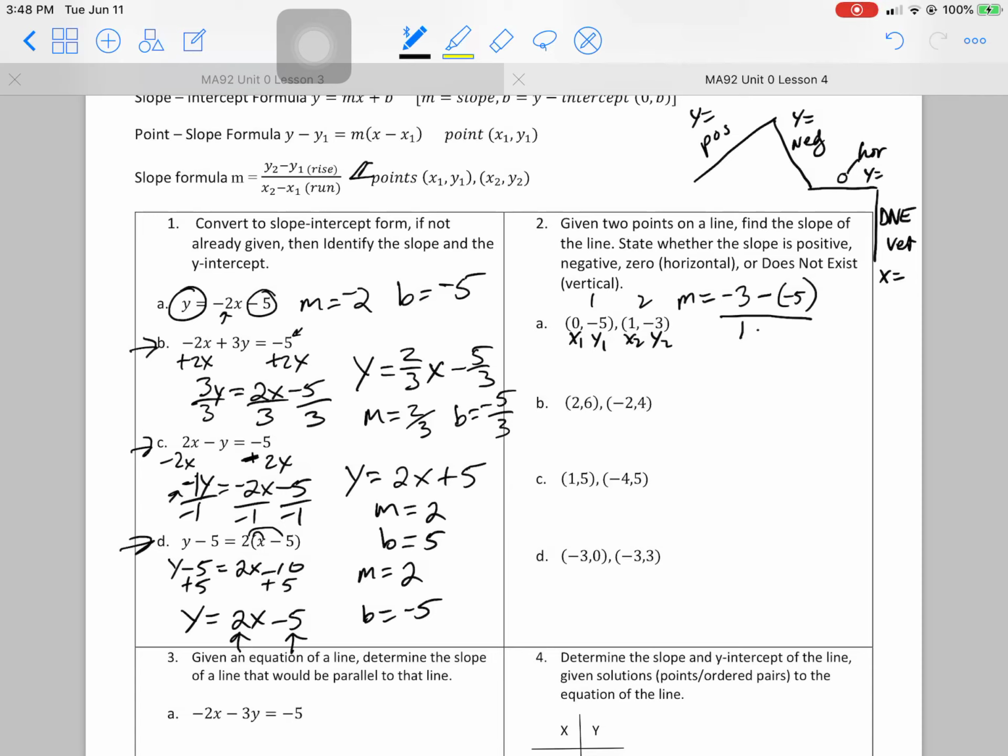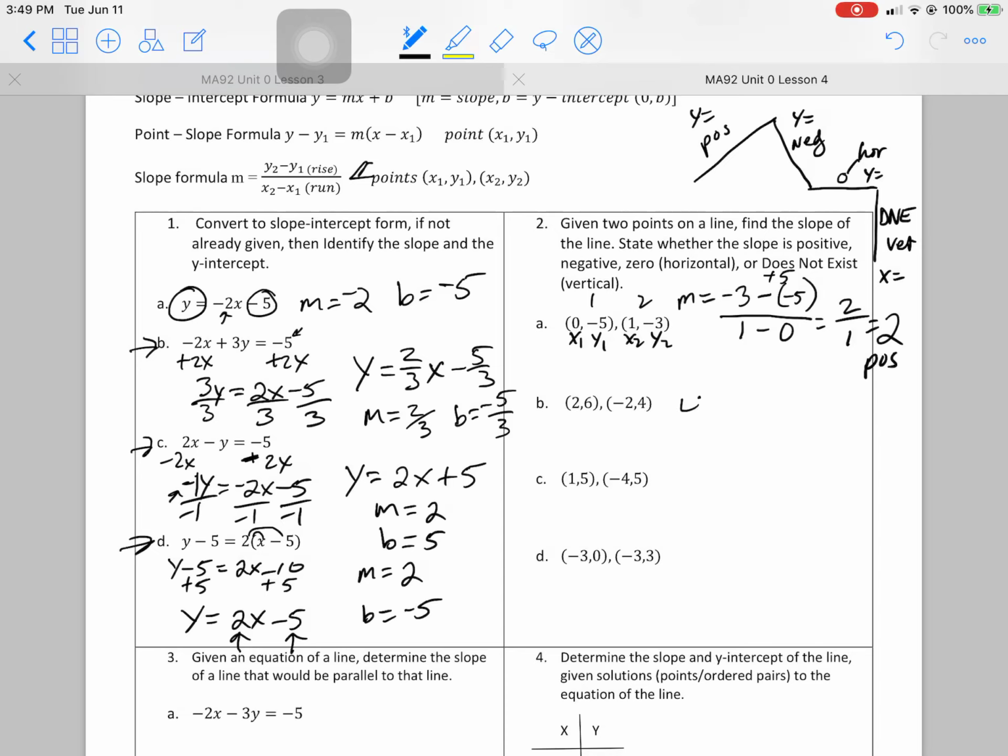And then 1 minus 0. So a negative negative is a positive 5. So negative 3 plus 5 is a 2 over 1, which should be a final of a 2, which is a positive 2. So it's a positive slope. So on the graph, somewhere it's going to be in the positive direction. So that means it'll go up the mountain.